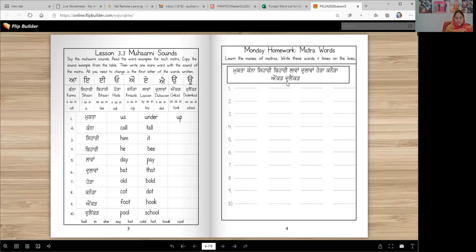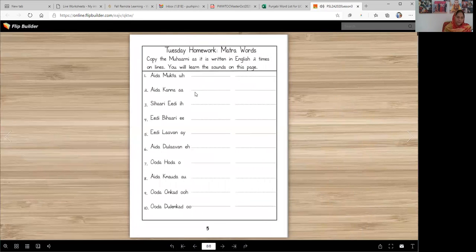You can copy them here or you can make your own words. Now here you have to learn the names of these matras. So here you will write mukta, mukta, mukta, kanna, kanna, kanna, like that. You are learning the matra names, as well as writing Punjabi. That's your Monday homework. Then Tuesday homework, you're going to copy the harmony. Ada mukta a. And when you write it and say it, you're going to memorize it.